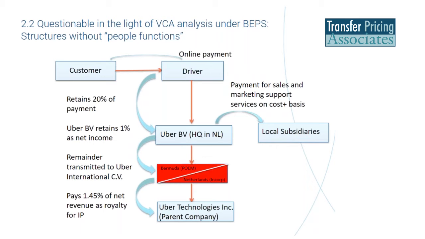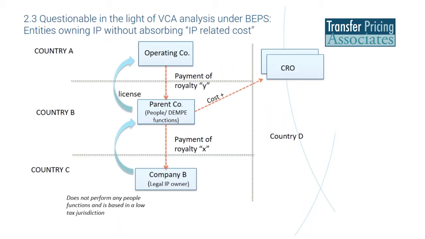So the next example we have is a company, and this group manufactures vending machines, and the technology know-how, show-how for this vending machine, we call that intellectual property, is owned by Company B, which is the legal owner. The DEMPI function behind this intellectual property, which means development, enhancement, maintenance, protection and exploitation of the IP, which is technology know-how, show-how, is done by the parent company, and the development function is outsourced to contract research organizations, which are the legal entities doing research and development for this intellectual property, but managed by the parent company. And operating companies use this intellectual property to sell machines to customers.